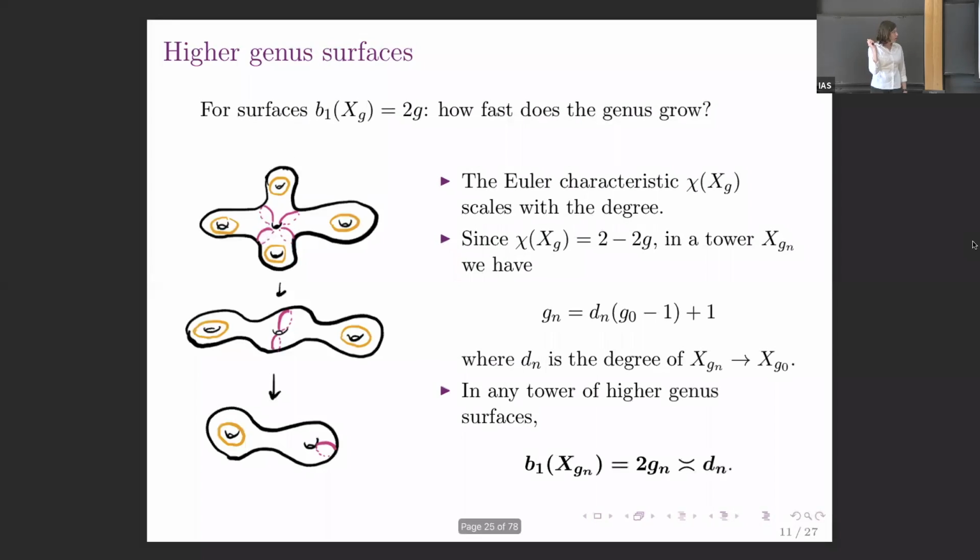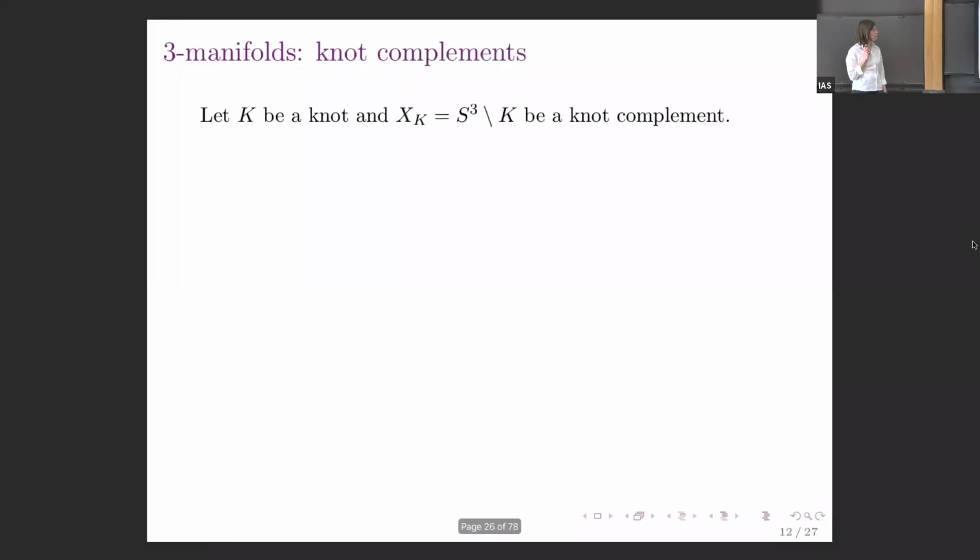And so in this case, in any tower of higher genus surfaces, the first Betti number will grow proportionally to the degree. So we're in the first example where it's not just constant, and actually it grows with the degree. Okay. And here we also see the first use of it's not actually equal to the degree. There are some error terms that we get rid of. Okay, I've told you all I know about surfaces. Now let me tell you one example about 3-manifolds.